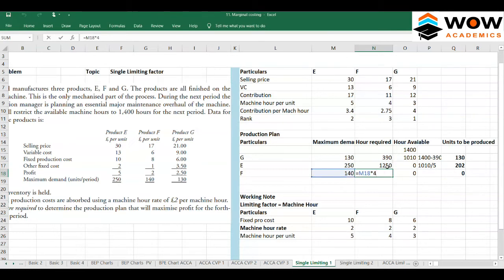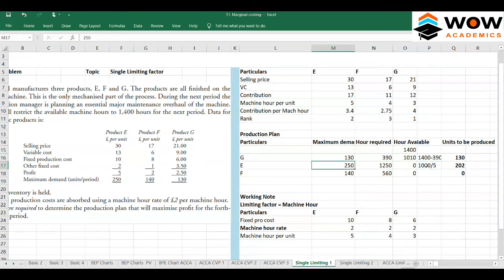Thereafter we have to find out how to split. Total hours we have is 1400. We can easily produce G with 390 hours. So balance will be 1010. And how many units could we produce? We can produce 130 units. And for E, it requires 1250 hours, but we have only 1010 hours. So we cannot produce all of the 250 units.